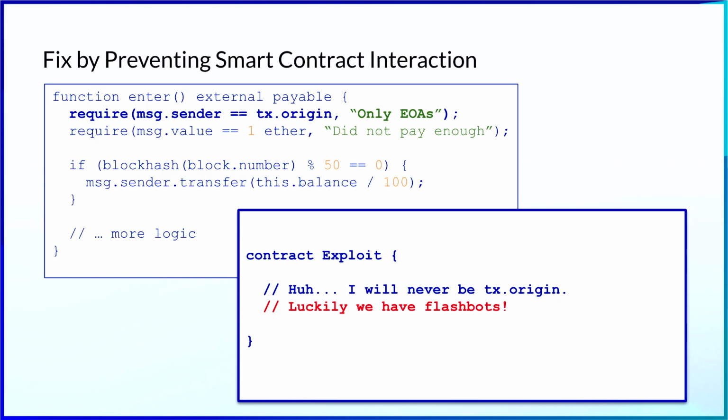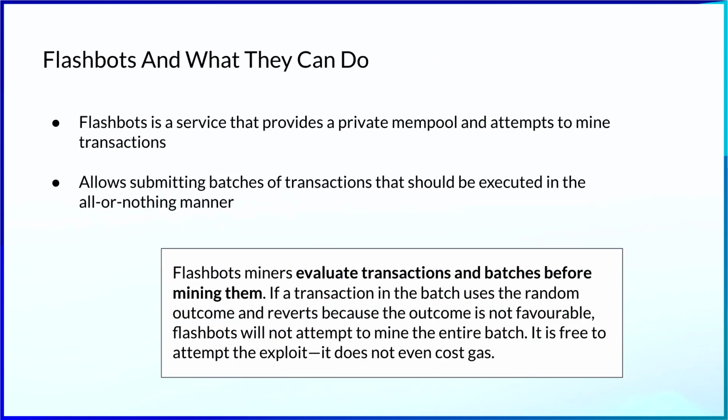But it doesn't, because it's 2022, and now we have a project that is called Flashbots. So let's talk about Flashbots and how we can use them to exploit many things, including randomness. So Flashbots is a service that provides people with a private mempool into which you can send transactions. And Flashbots will give you some guarantees about how these transactions will be mined.